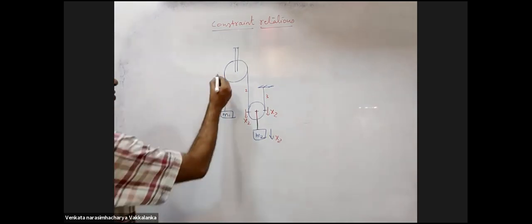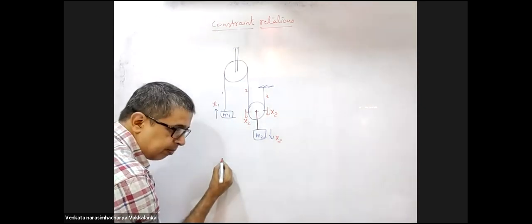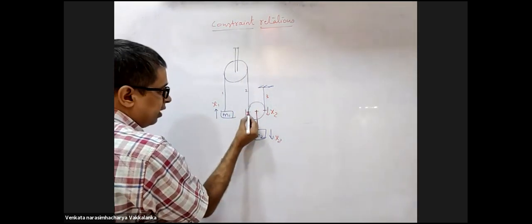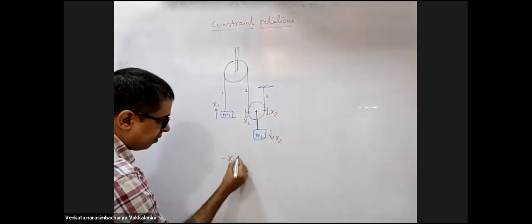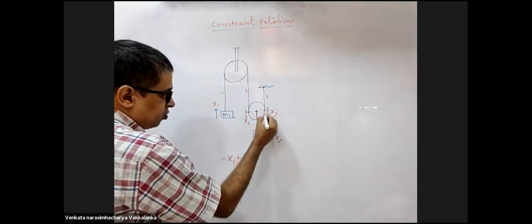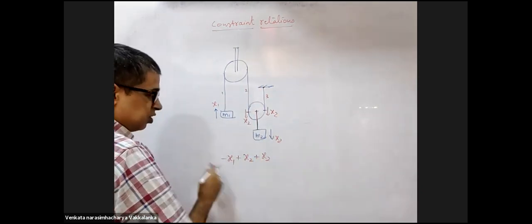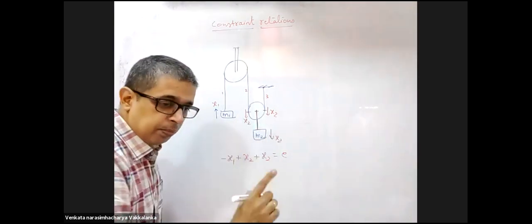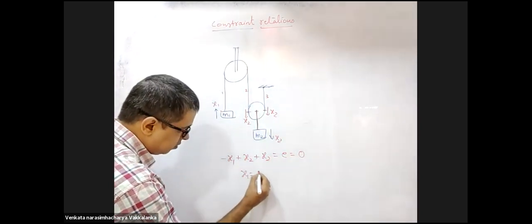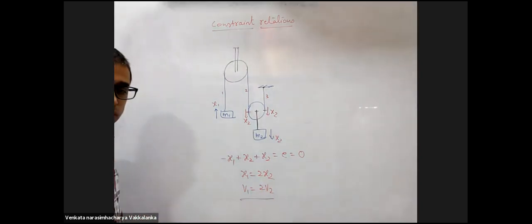Segment 1: upper end is fixed, lower end is approaching the center, so negative X1. Segment 2: upper end is fixed, lower end is moving away from the center, plus X2. Segment 3: upper end is fixed, lower end is moving away from the center, plus X2. This is the constraint elongation for one complete string, which must be equal to 0. So x1 is equal to 2x2, v1 is equal to 2v2.